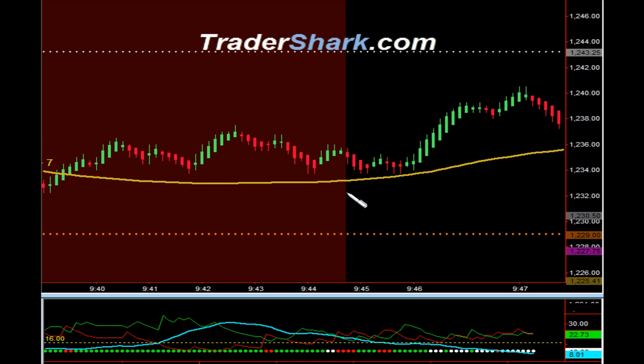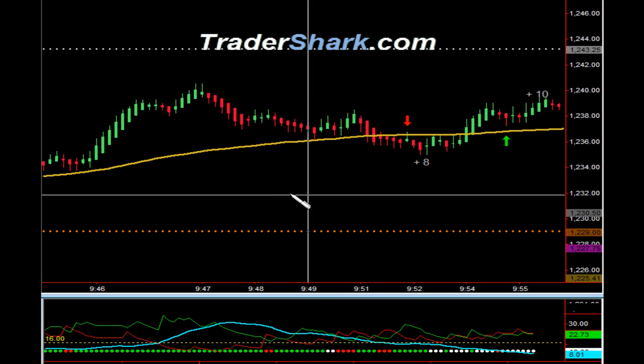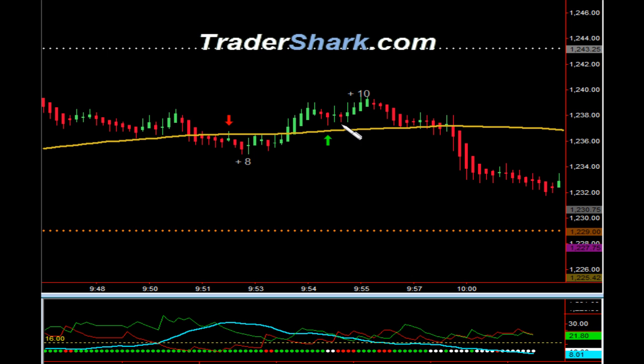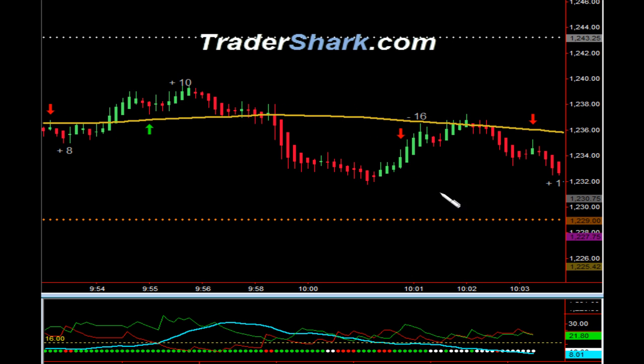Coming out of the 9:45 no trade zone, we didn't really get any opportunities to get into trades until right here at about 8 minutes to 10. An opportunity to get short. Target 1 and target 2 were hit for a total of 8 ticks. We then had an opportunity to get long. Target 1 and target 2 were hit for a total of 10 ticks.